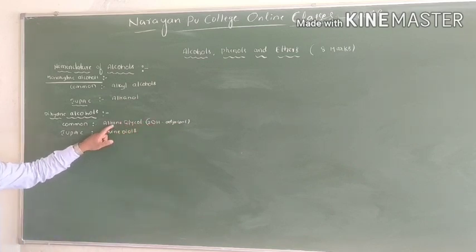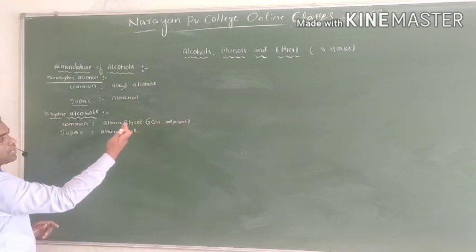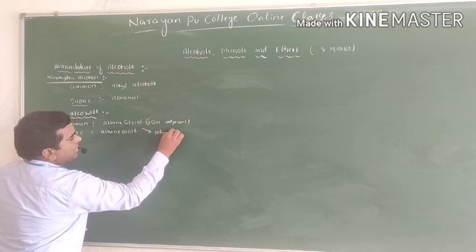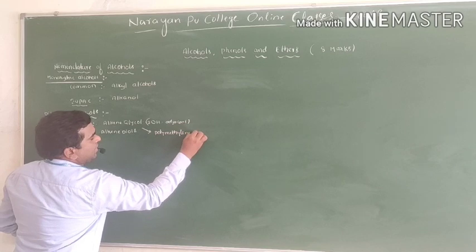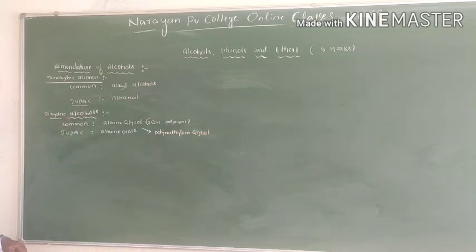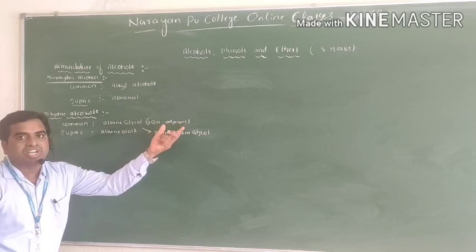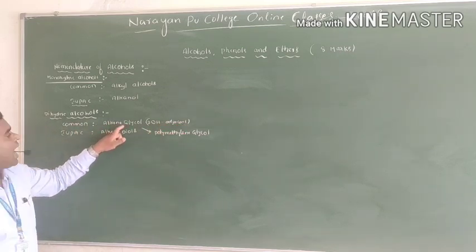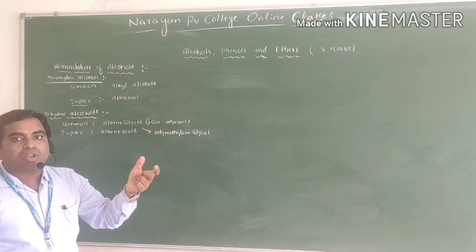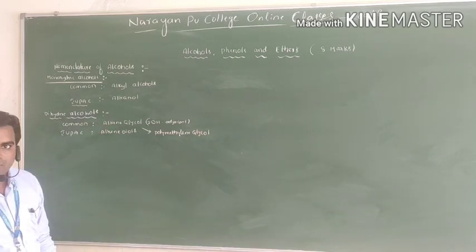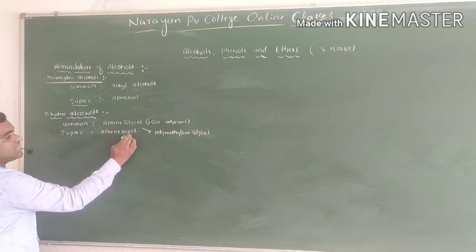Further, we will write alkene glycol as the common name. If the OH groups are not adjacent, then the common name is polymethylene glycol. This is important. I will write some examples here, then you will understand easily. If two OH groups are adjacent to each other, the common name is alkene glycol. If the OH groups are not adjacent, we call it polymethylene glycol. Clear? And the IUPAC name is alkane diols.